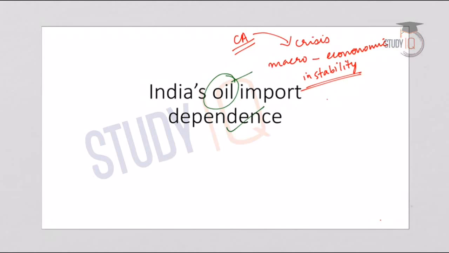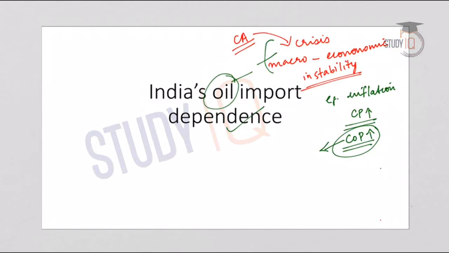India has to think about strategic measures in order to survive during a crisis or to prevent macroeconomic instability. For example, high rates of inflation, especially cost push inflation, which will increase the cost of production in most of the sectors of the Indian economy. So this is a major macroeconomic challenge. Likewise, there are many macroeconomic challenges and crises associated with the high dependency of India on import of fuel and oil. So based on this, we will discuss how to deal with India's oil import dependence.